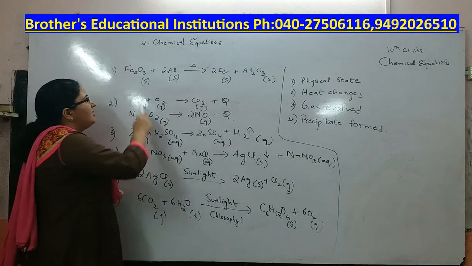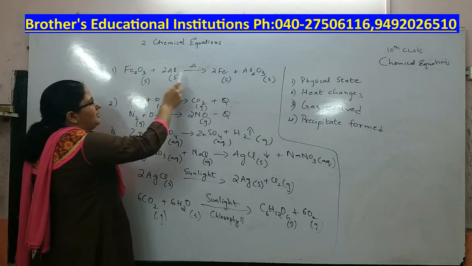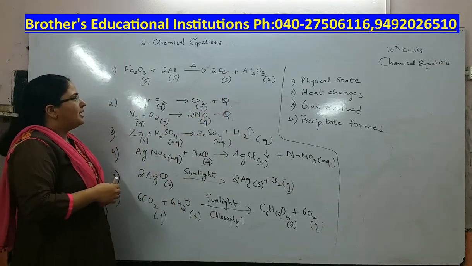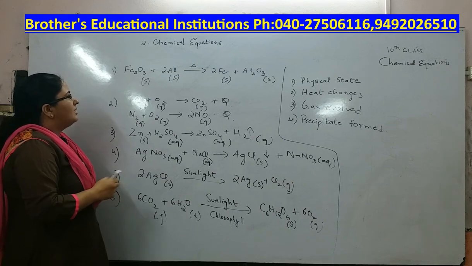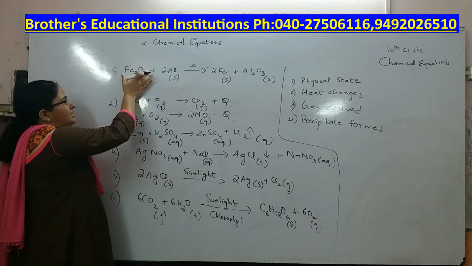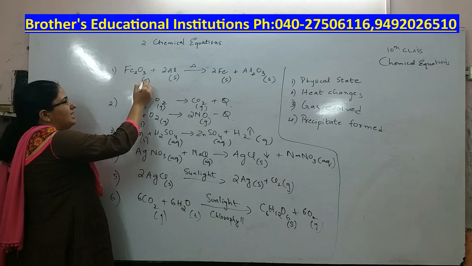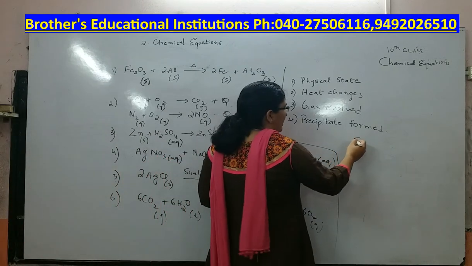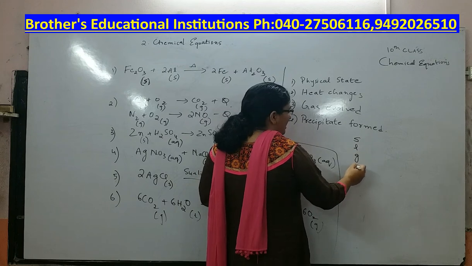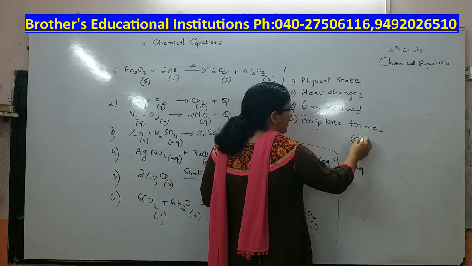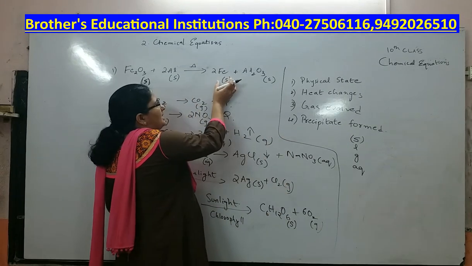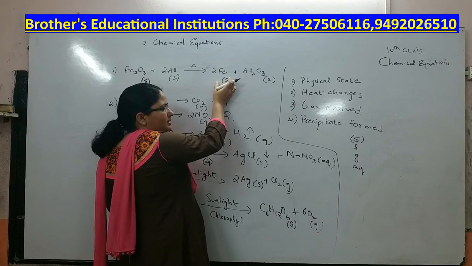Let us say you have this equation: iron oxide plus aluminium gives rise to iron plus aluminium oxide, that is aluminium trioxide. Now you can mention the physical state by writing S in brackets. S indicates that this is a solid. You have four different states: solid, liquid, gas and aqueous. If the substance is solid, you can write S in the bracket and place it below the element like this.